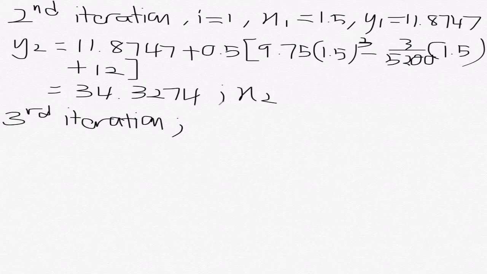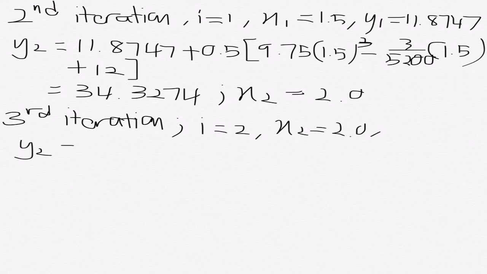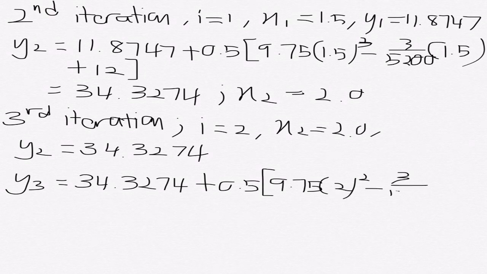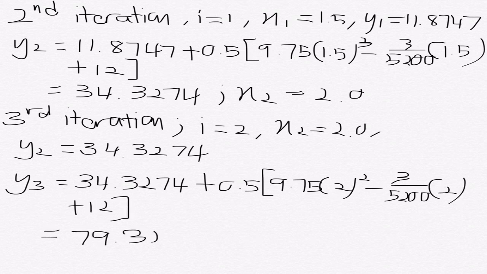And then repeat the same procedure for the third iteration. So y3, I will get 79.3268, while for x3, I will get 2.5.